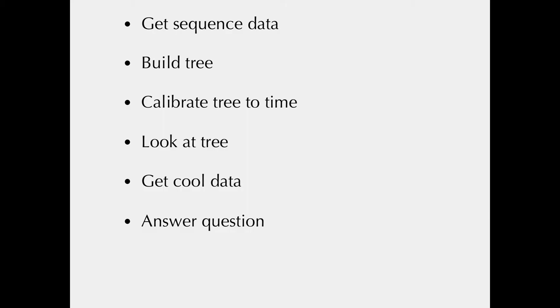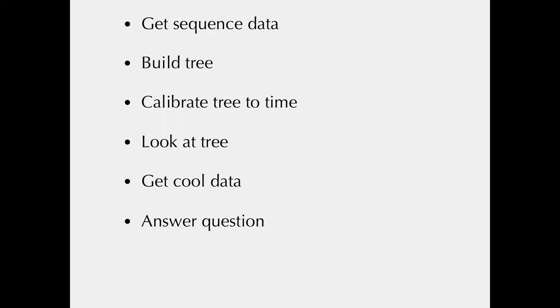How do you get these things? Okay, so here's the overall workflow. You get sequence data, build a tree, calibrate the tree to time, and look at the tree. I've met many people who go through the whole workflow and never actually look at their data. I had a postdoc who worked for a year on a project and never actually looked to see if his data was aligned properly. He was finding these really cool, weird results. Yes, it's because it's all misaligned. You align it, and it all went away.